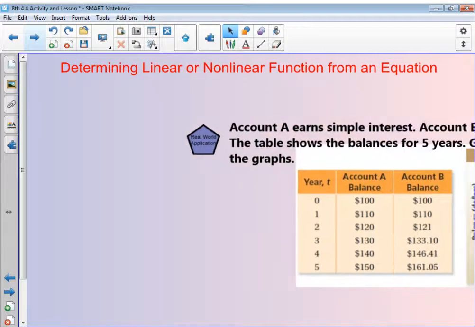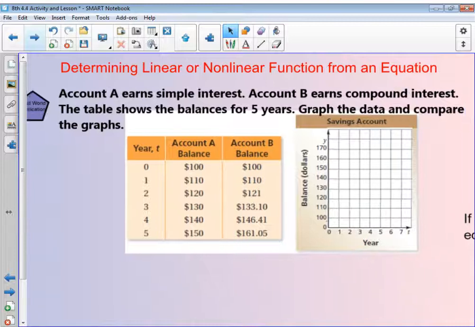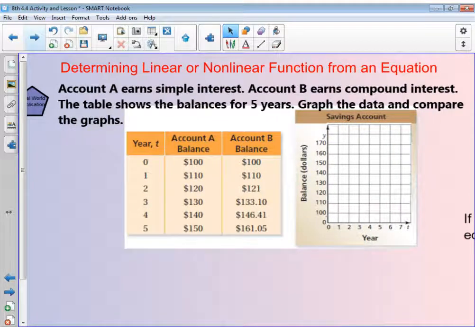Okay, so here's a real world application where we could see something that's linear versus nonlinear. So it says account A earns simple interest. Account B earns compound interest. So simple interest is you're just going to get so much interest each month or each year, however it's set up. Compound interest is where they're going to take the interest that you've earned the previous month or the previous year, and they continue to add that within. And so you're gaining interest on the interest that you previously earned.